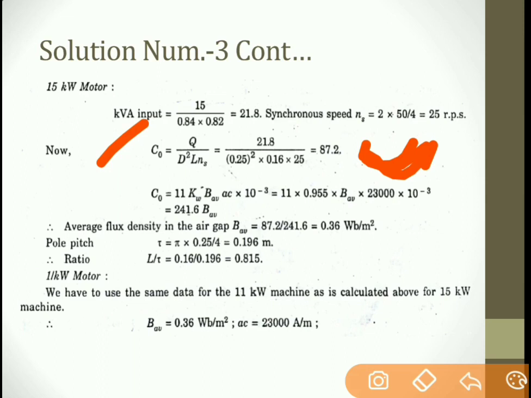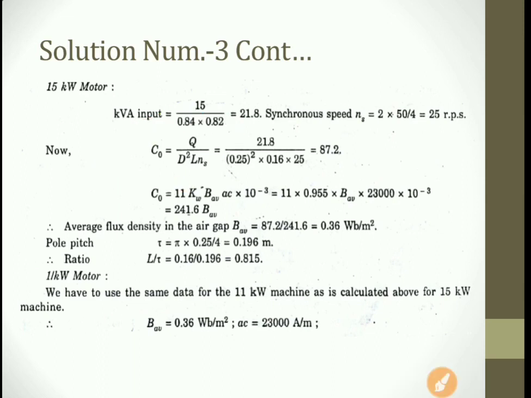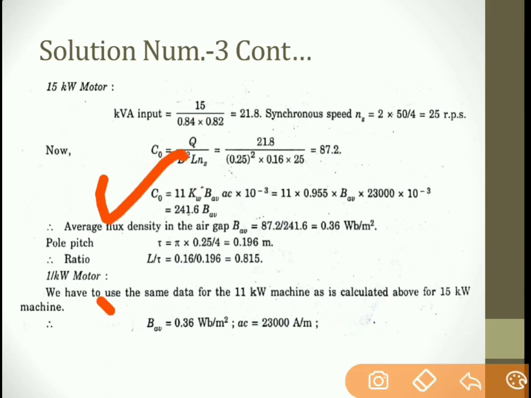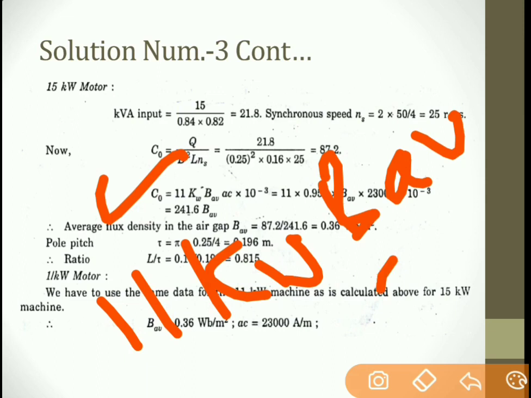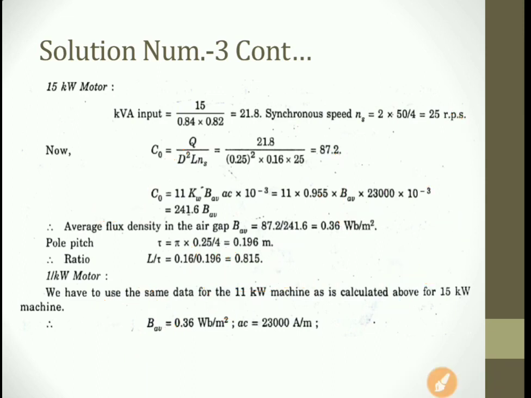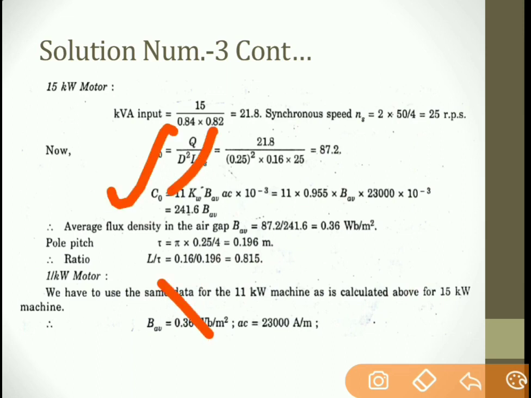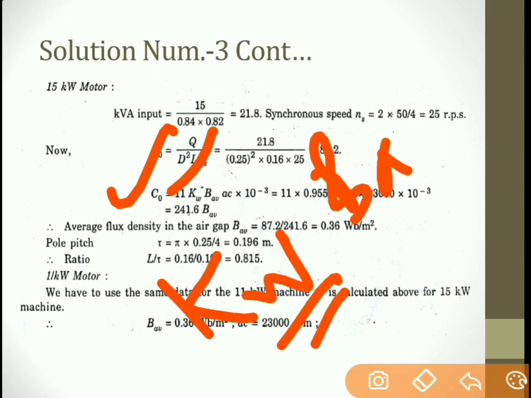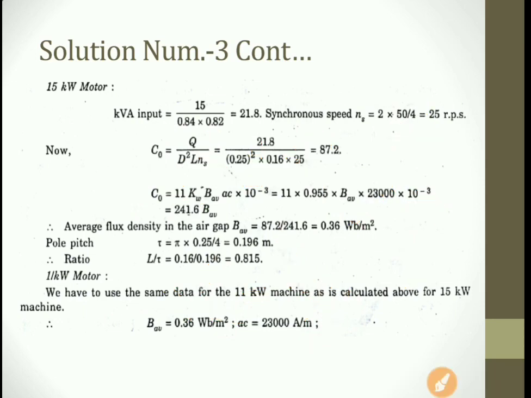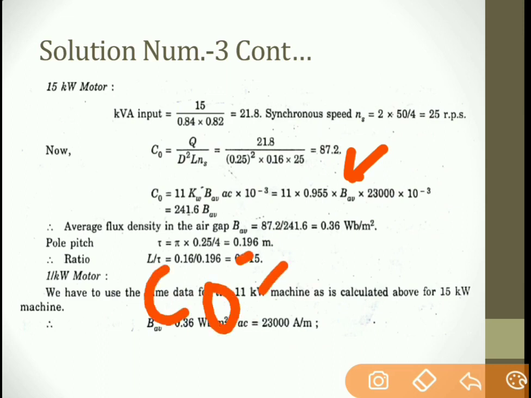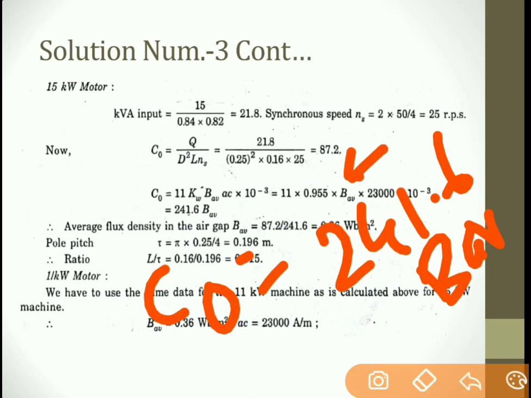Now C0 is also equal to, this is the output equation, we have another relation, C0 is equal to L1 Kw BAV AC, right? So in this we can say C0 is known, L1 is constant, Kw is the given winding factor, BAV value is not known, AC is known, AC is given in the problem. For the 15 kilowatt machine, whatever data is given, that I am using. So if I put all the values which are known, I can calculate the value of BAV. In other words, I could write C0 equal to, after calculations, 241.6 BAV. That's what I got.